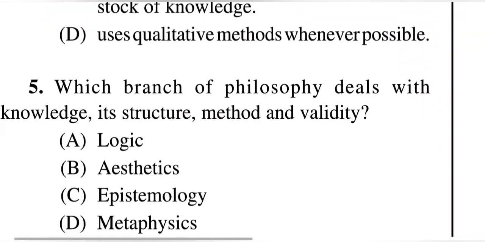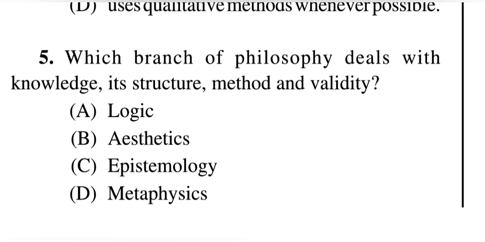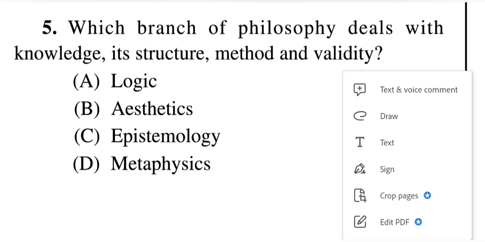Next, it says, which branch of philosophy deals with knowledge, its structure, method, and validity? Logic, aesthetics. Aesthetic is related to beauty of art, if I'm not wrong. I may be wrong, please verify it. Then epistemology, then metaphysics. What is the correct answer? So the correct answer will be C. That means epistemology is the branch of philosophy that deals with knowledge, its structure, method and validity. Epistemology.